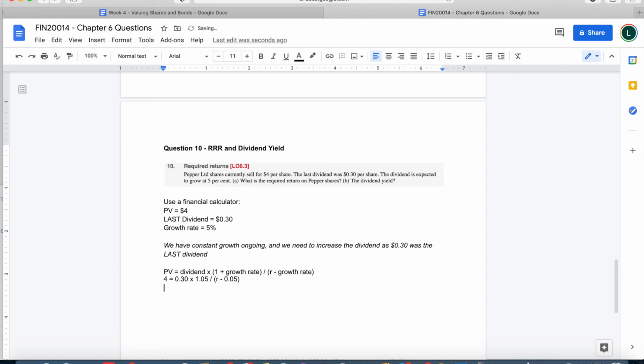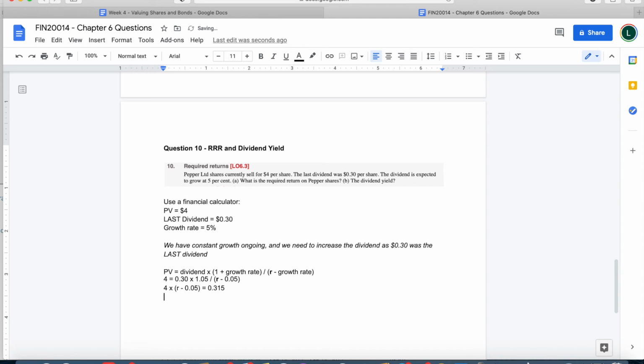Okay, I'm going to break it down very, very simply to show you how we do it. In order to isolate R, we do the opposite operation in order to bring it across. So the first thing we're going to do is bring this R part across. We need to keep these two together over on the $4 side. So it's got a divide, so what we do is we do times. R minus 0.05 equals 0.3 times 1.05. What's that?